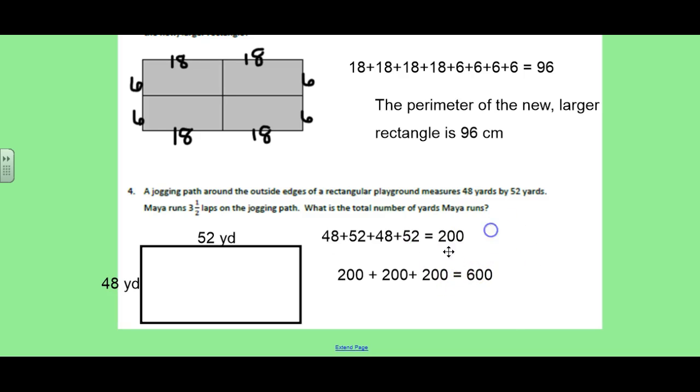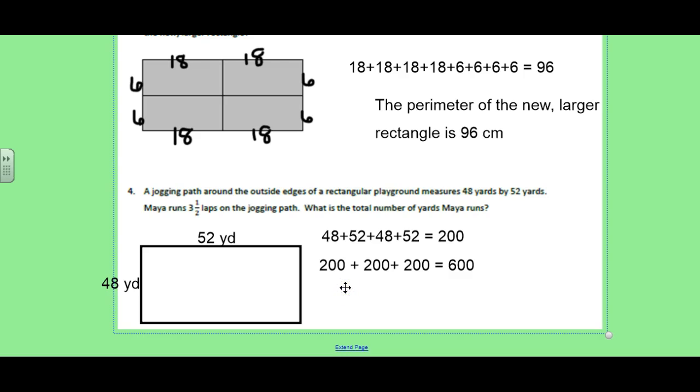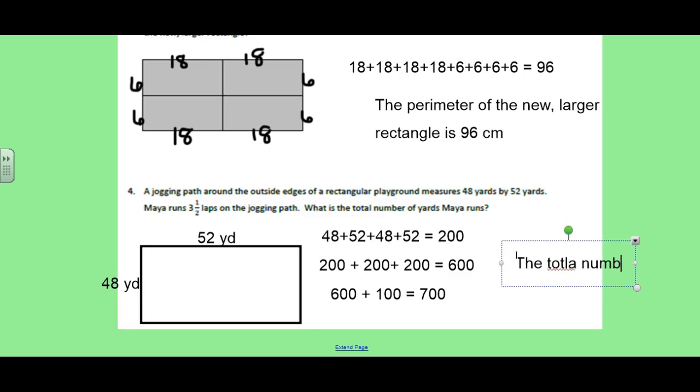And then if she ran halfway around it, then you're going to ask yourself, what is half of 200? You should know that half of 200 is 100. So we're going to say now that 600 plus 100 gives us 700. So that tells us that the total number of yards that Maya ran was 700. So now we're going to answer that in a complete sentence, saying the total number of yards Maya ran was 700.